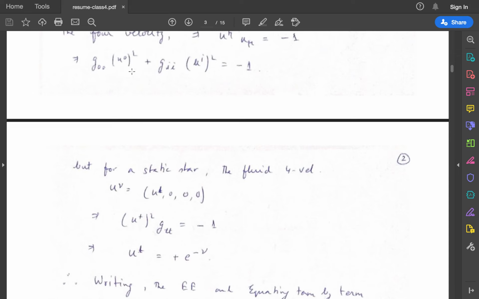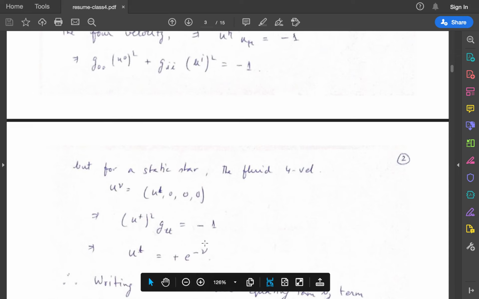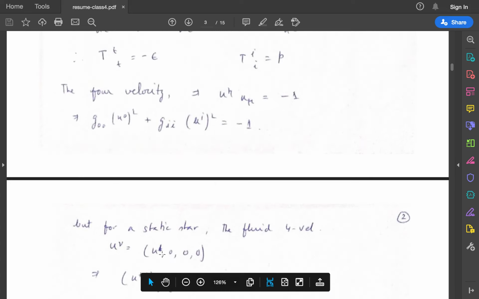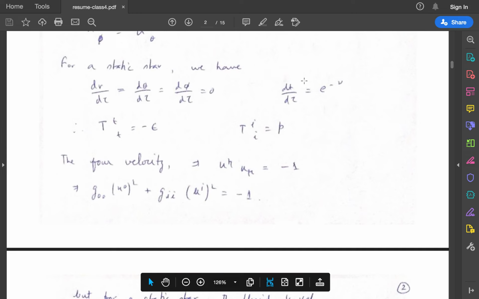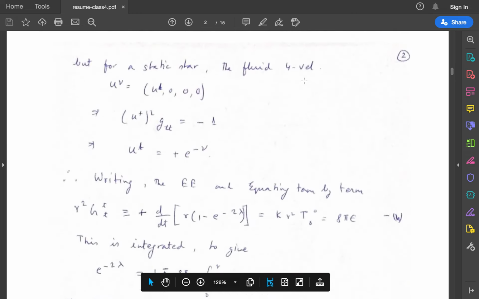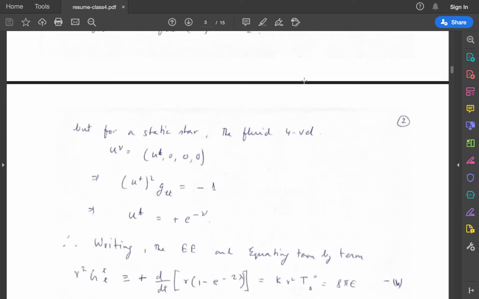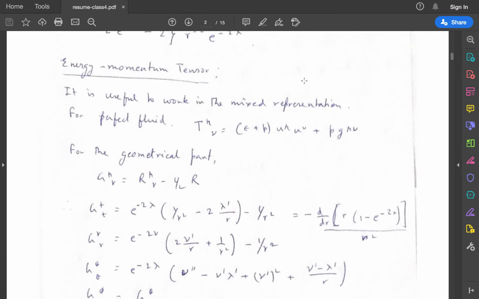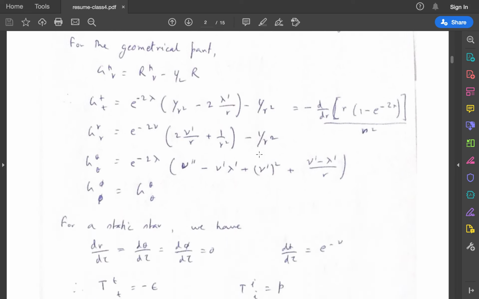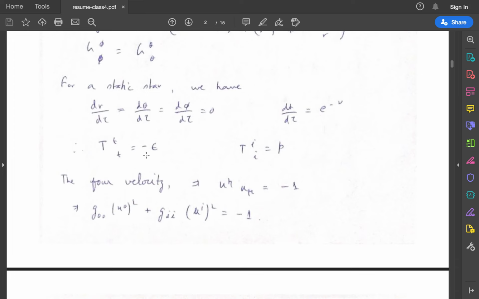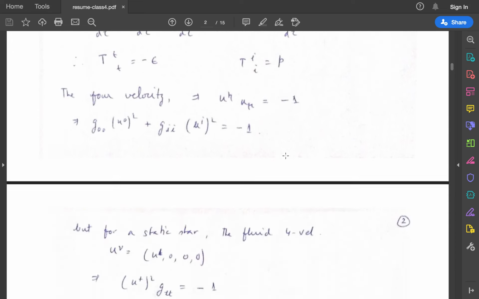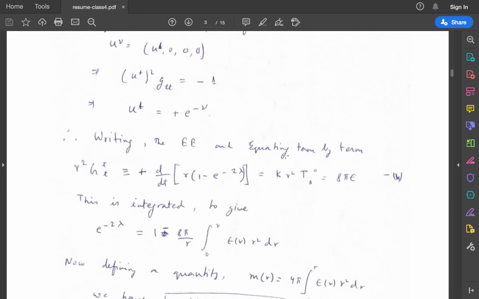And for a static star, I also have u^i to be 0, only this remains, which gives me u^t equal to e to the minus ν. This is nothing but this. This is written in terms of the 4-velocities. Once we know the 4-velocities, you can easily plug it in here. We know g_μν and u_μ u_ν, so you can find every element of T_μν, which is a diagonal metric, and we have found that to be equivalent to minus energy, the temporal part, and the spatial parts are all equivalent to the pressure. So we have everything we need to solve the Einstein equation.